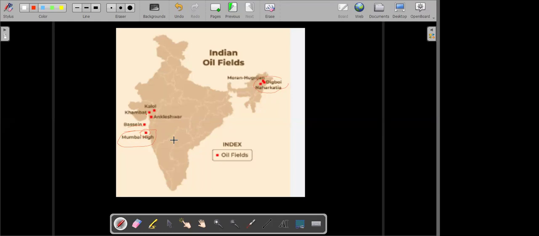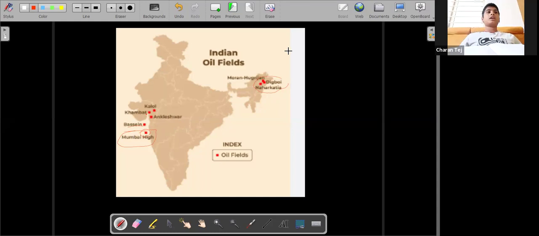Got it? Anyone having any doubt about petroleum? Charantej, what is petroleum? Sir, petroleum means it has many substances like petrol, diesel, and it should be refined, sir. Petroleum. Okay. It is formed from marine plants and animals.